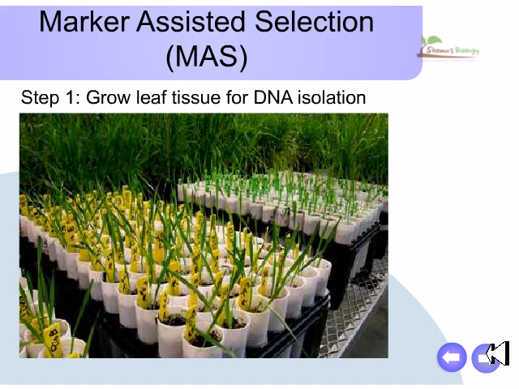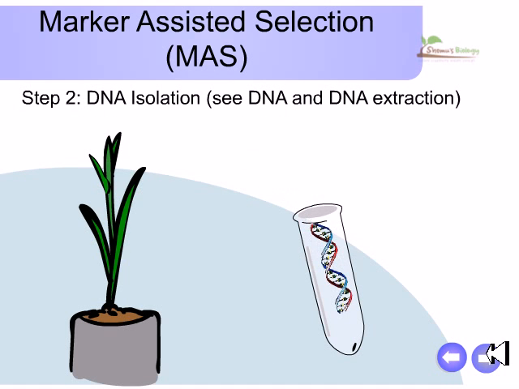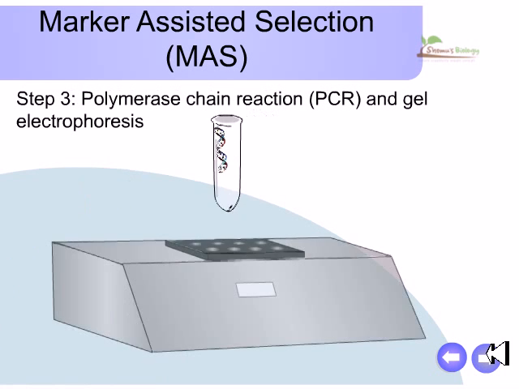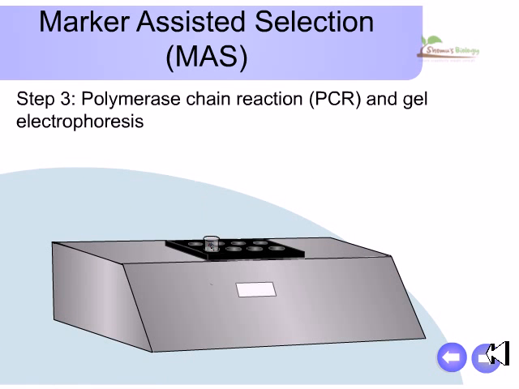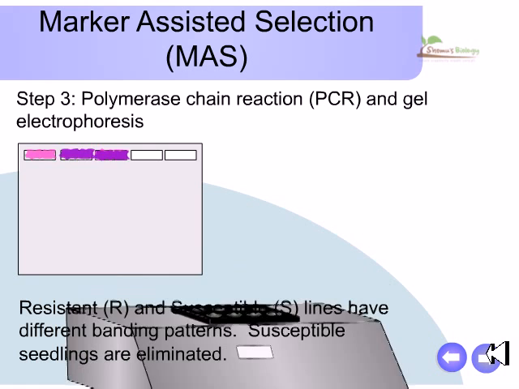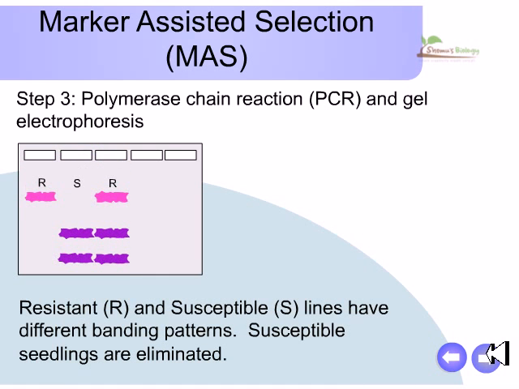Step 1. Grow leaf tissue for DNA isolation. Step 2. DNA isolation and extraction are done. Step 3. Polymerase chain reaction, or PCR, is run to amplify the gene sequence, and then gel electrophoresis is carried out. The resistant or R type and the susceptible or S type lines have different banding patterns.